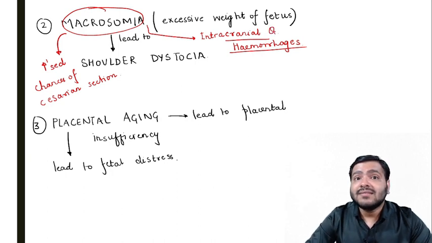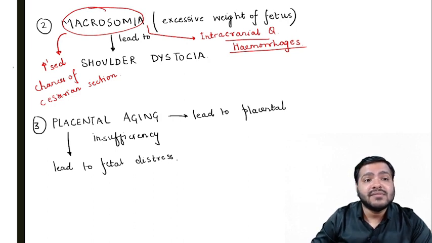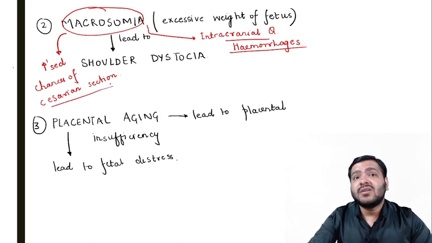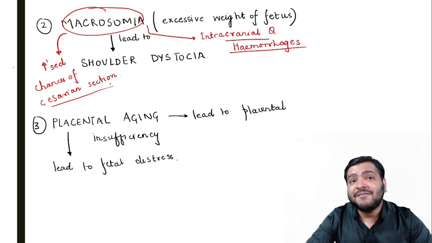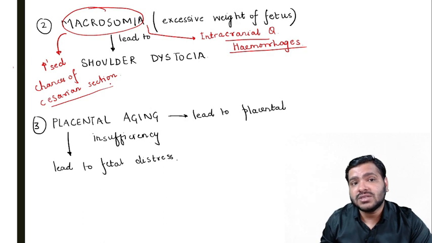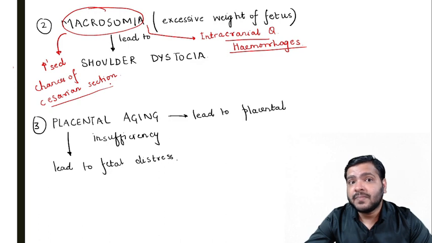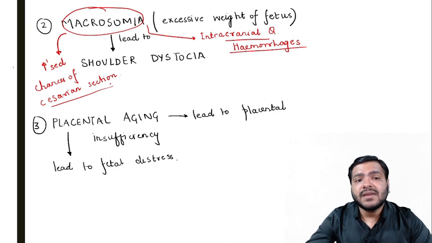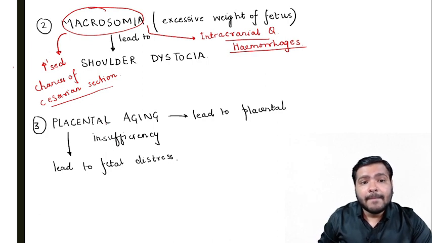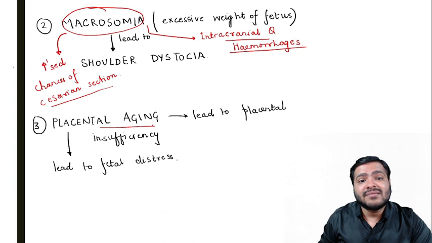Apart from that guys, remember that macrosomia itself increases chances of cesarean section. Because in normal vaginal delivery it will be very difficult to pull the shoulder of the baby out through the vagina, as the more fat will be deposited on the shoulder, and it can again lead to shoulder dystocia. So ultimately macrosomia is increasing the chances of cesarean section.